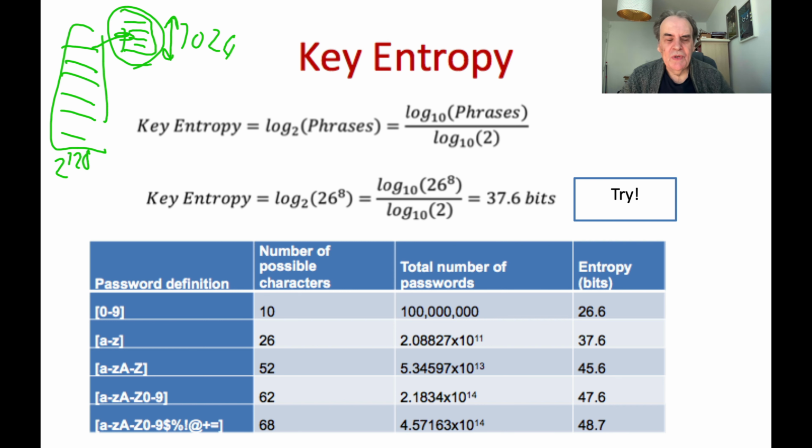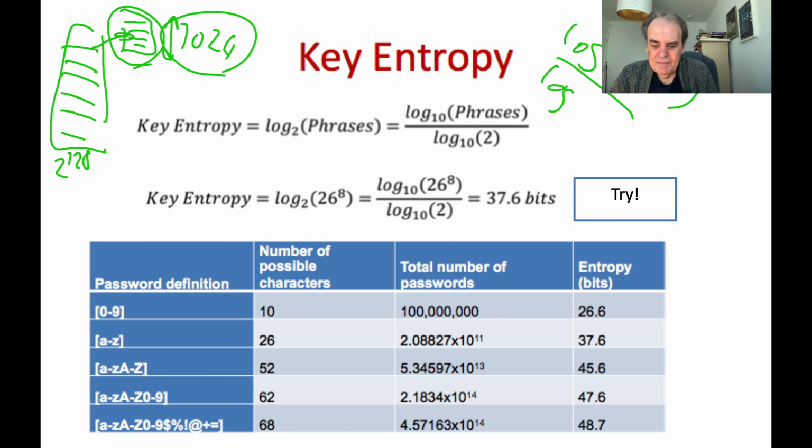Okay, so the way that we do it is that we take log to the base 2 of the number of phrases that we have. And log 2, you won't have a log 2 button on your calculator. You basically take log 10 and divide it by log 10 of 2. So if we have 1024, we take log 10 of 1024 and divide it by log 10 of 2.